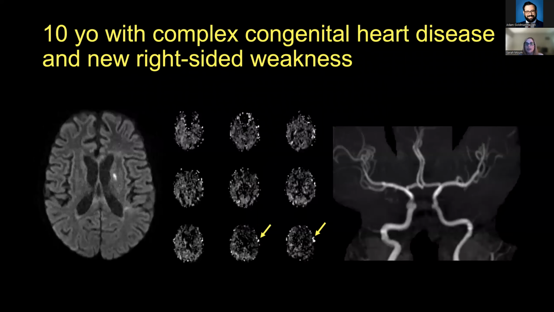This is imaging for a 10-year-old with complex congenital heart disease who presents with new right-sided weakness. The acute stroke MRI shows a small acute infarct in the left basal ganglia. The concurrent ASL images show asymmetric hypoperfusion involving the left cerebral hemisphere. We also see small areas of bright signal along the left frontal cortex, denoted by the arrows. The arrows are pointing to foci of arterial transit artifact.